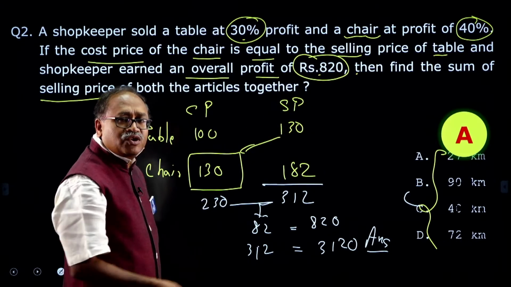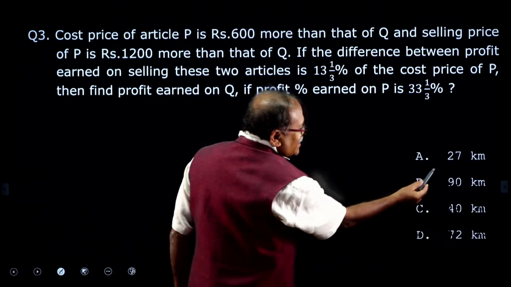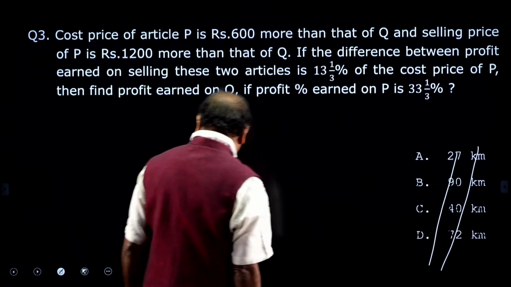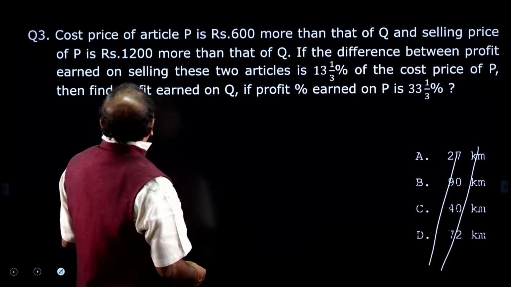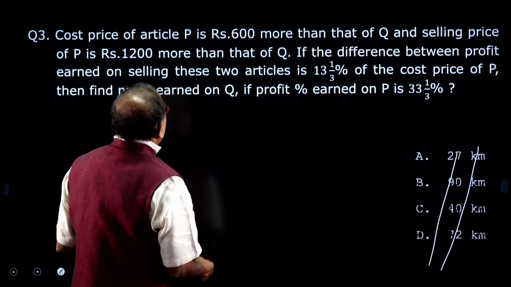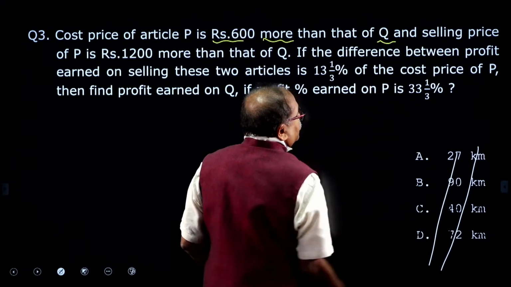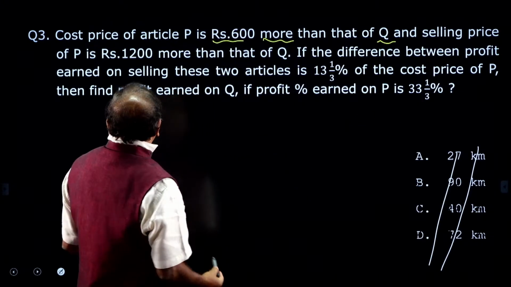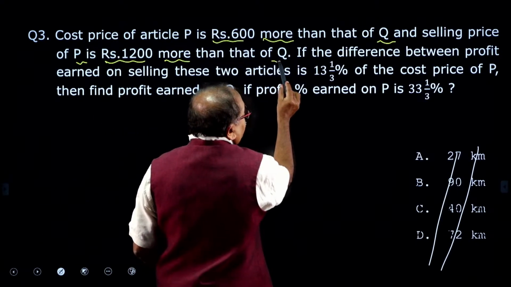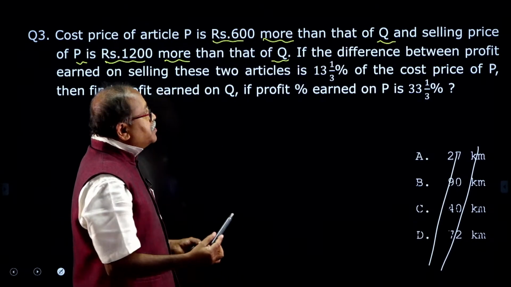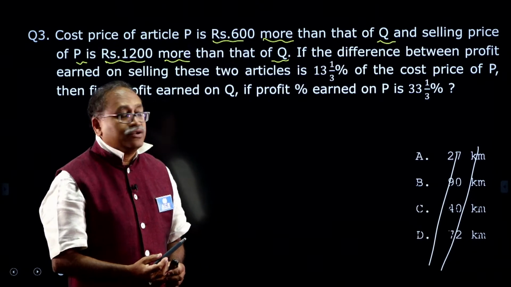Okay, ignore that because the options are wrong. What I notice is in all the cases the same options are given here. Do not bother about the options, you can answer the question. Now, what is it? The cost price of article P is 600 more than the cost price of article Q, and the selling price of article P is 1200 more than the selling price of Q. A beautiful relation between the cost price and the selling price of P and Q is given to us.